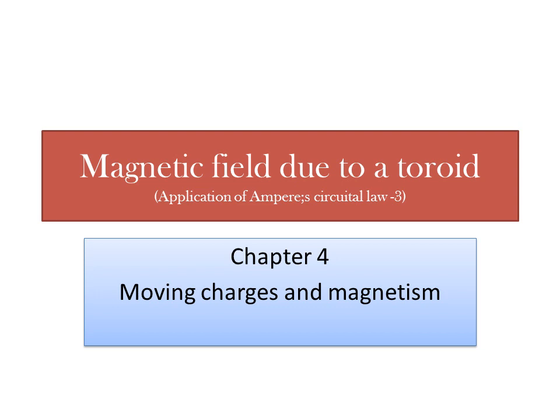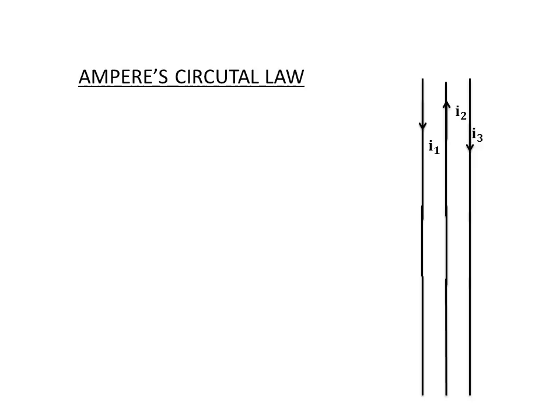Today we are going to study the third application of Ampere's circuital law, magnetic field due to a toroid. Using Biot-Savart law, we can find magnetic field due to a current element, be it a circular loop or a straight conductor. Another method to find magnetic field is to use Ampere's circuital law. It is a better option when we deal with complicated circuits.